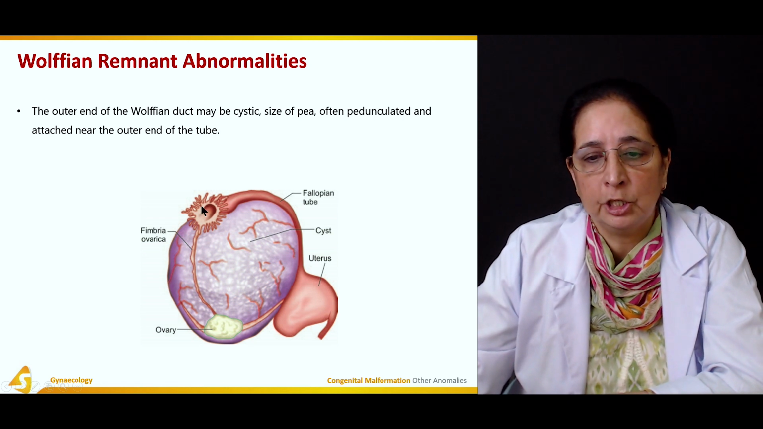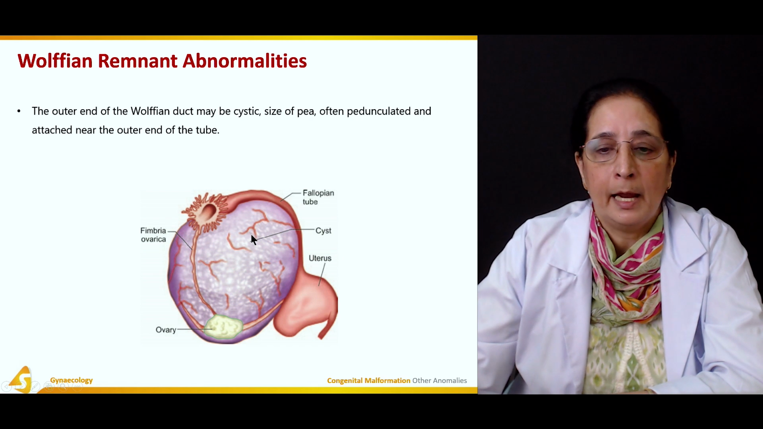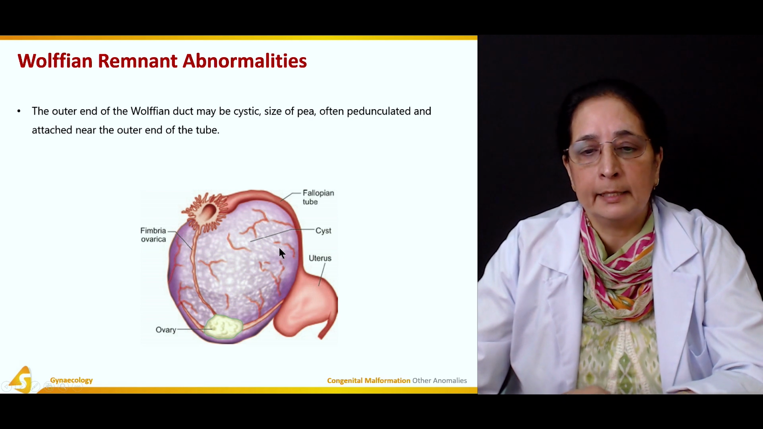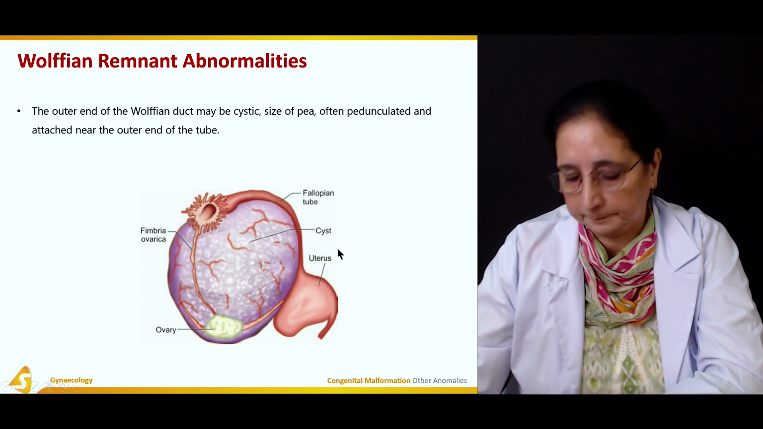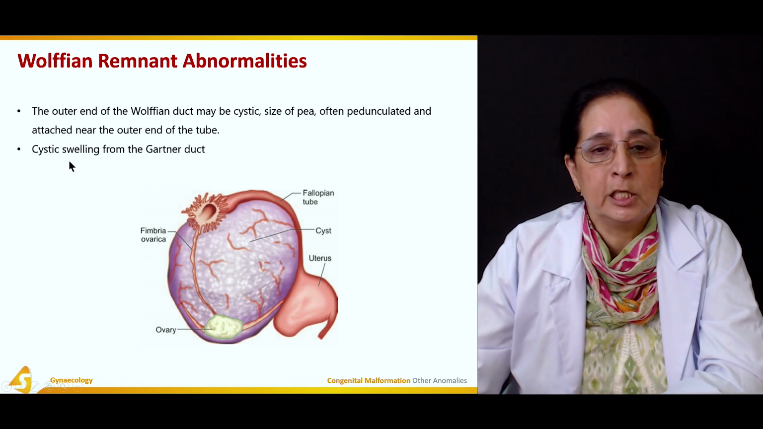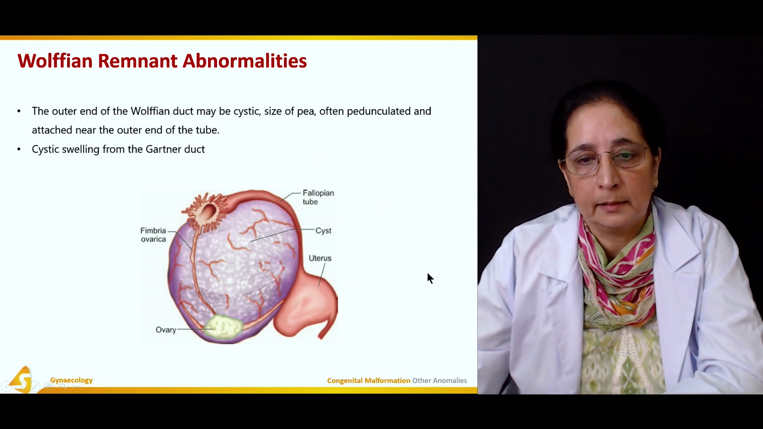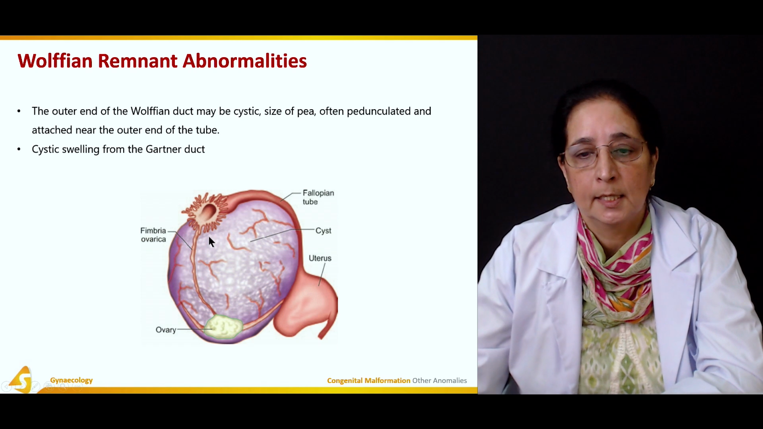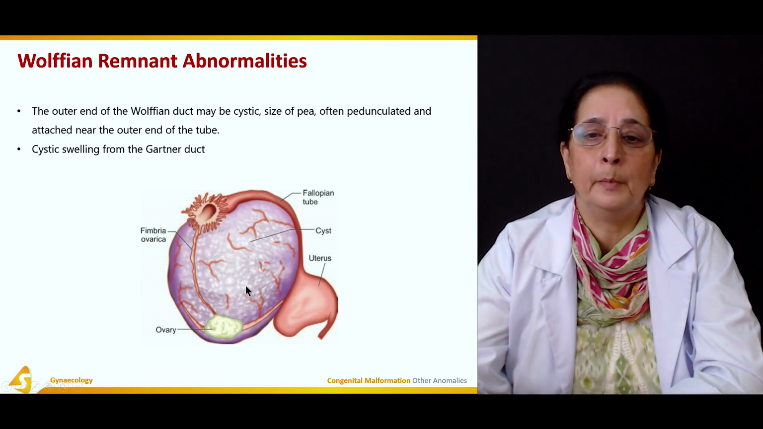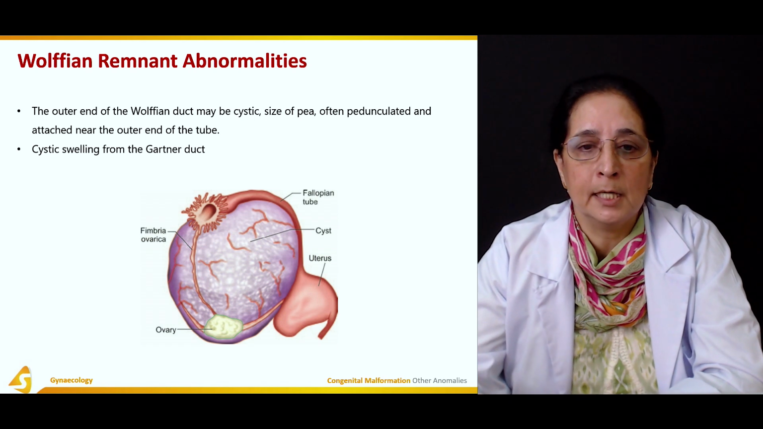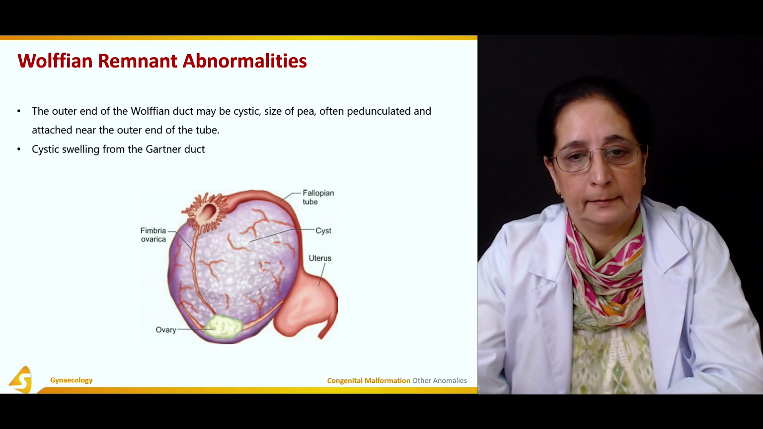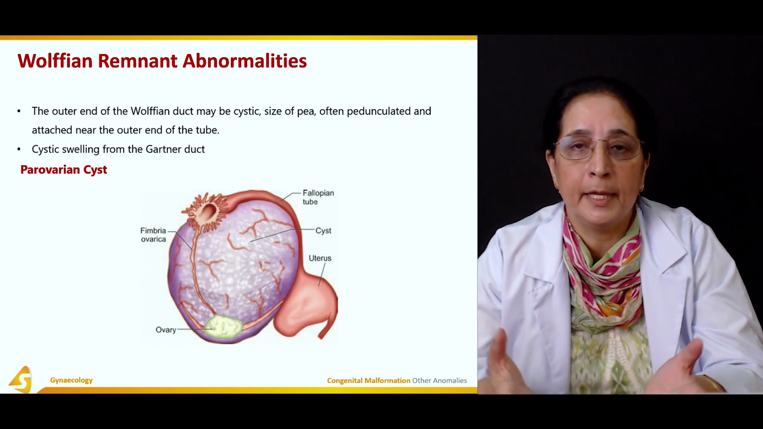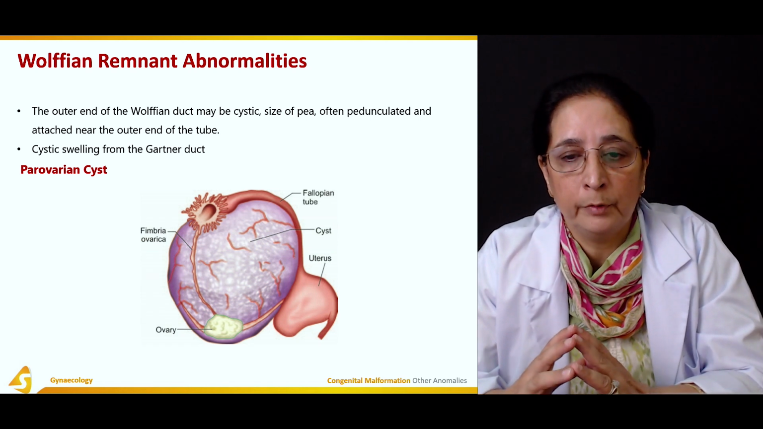So this is the condition in which a big cyst develops, and it is due to the outer end of the Wolffian duct. Then there is cystic swelling also from the Gartner duct. Again, the Gartner duct can also lead to the formation of cystic development. So it is an abnormality of both the Wolffian duct and the Gartner duct. And it may be a para-ovarian cyst also. Para-ovarian cysts are the cysts present around the ovaries.